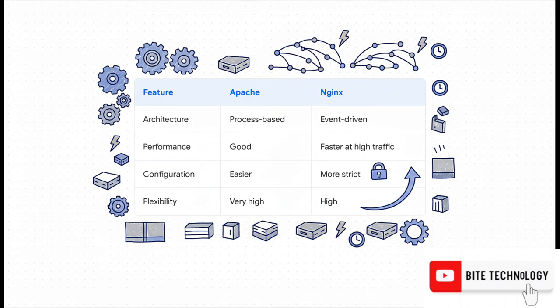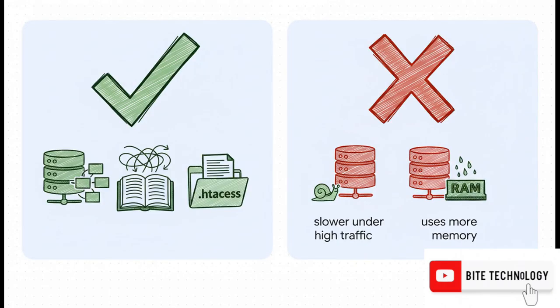Apache is what we call process-based. You can think of it like it assigns a brand new worker for every single request that comes in. That's super flexible, but it can start to eat up a lot of memory under a really heavy load. Nginx, on the other hand, is event-driven. This is more like having one single highly skilled worker that can juggle tons of requests all at once. This makes it incredibly fast at handling thousands of simultaneous connections, even though its configuration can be a little more strict.